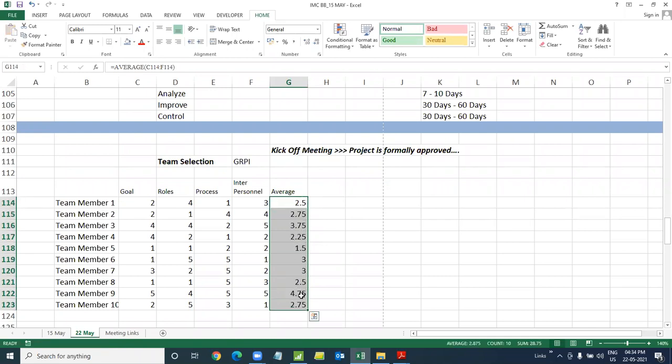Whosoever has got the highest rating will be the one who will be preferred in this case, like the number of people that you need to select. You can go in a descending order, but keeping in mind that it's a team-based thing.